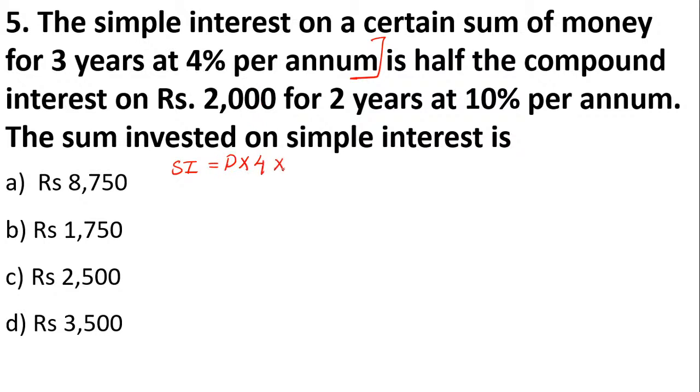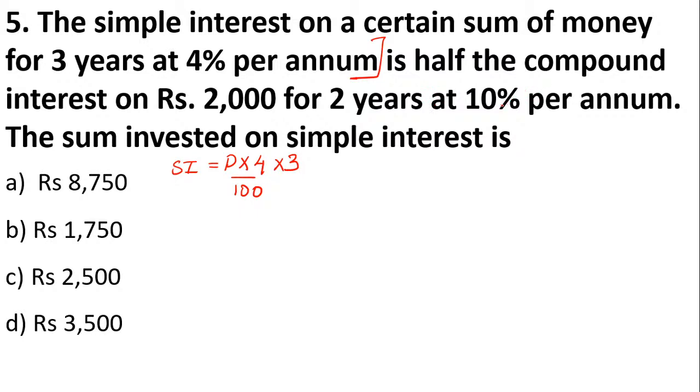R is 4. What is the time? 3 years upon 100. Okay. Is half the compound interest for 2000 rupees for 2 years at 10% per annum. So here in this question, we have to first calculate the compound interest.